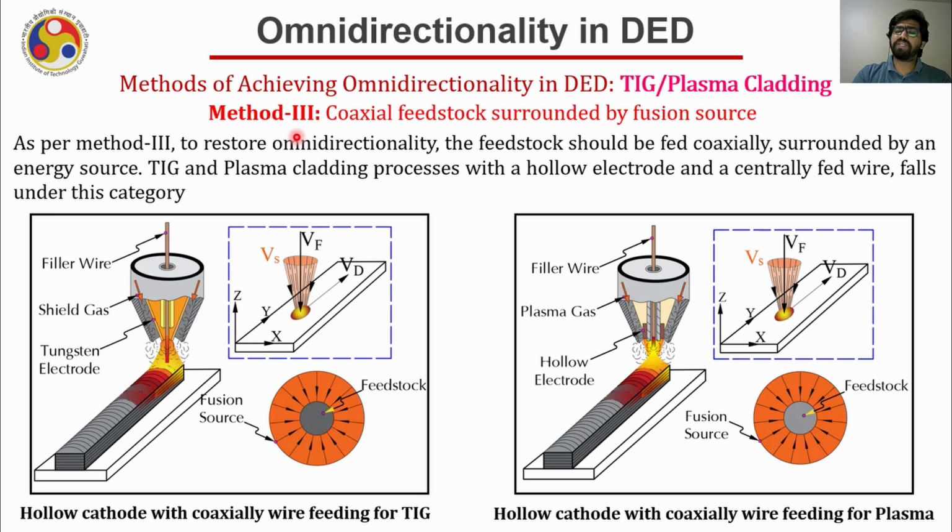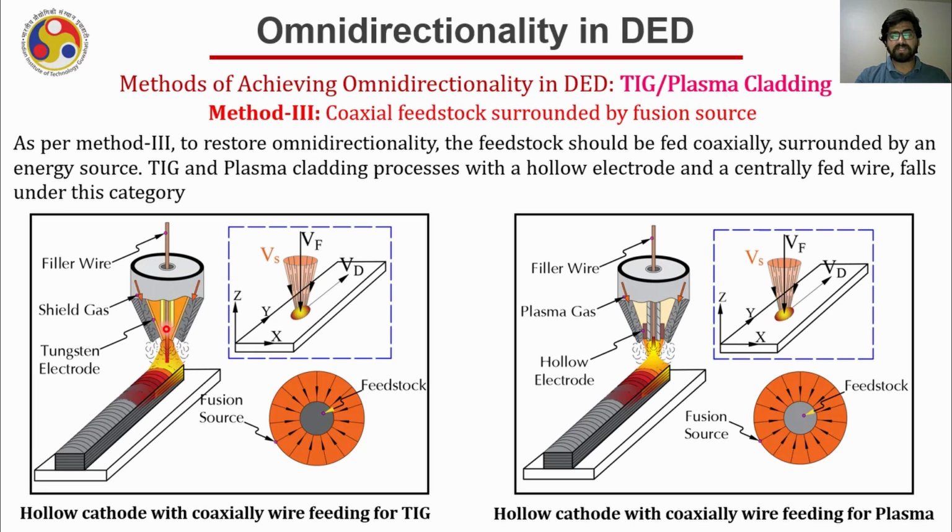However, method 3 can be easily implemented. If we implement method 3, the wire should be coaxial, because we cannot use powder with tungsten, so I'm talking only about wire as a raw material. This wire should come from the center and it should be surrounded by the fusion source in a conical form. In that case, your tungsten electrode should be hollow and in the form of a cone. Some patents have already been filed. We have found very old patents for hollow cathodes or hollow electrodes where the wire is fed from the center in the TIG welding process. So the need is very simple: to achieve omnidirectionality.